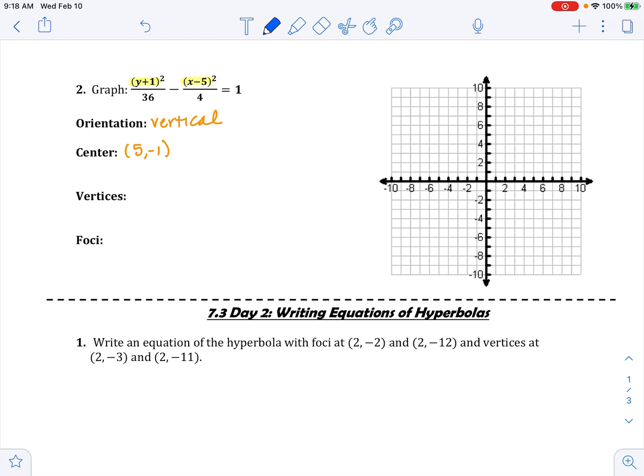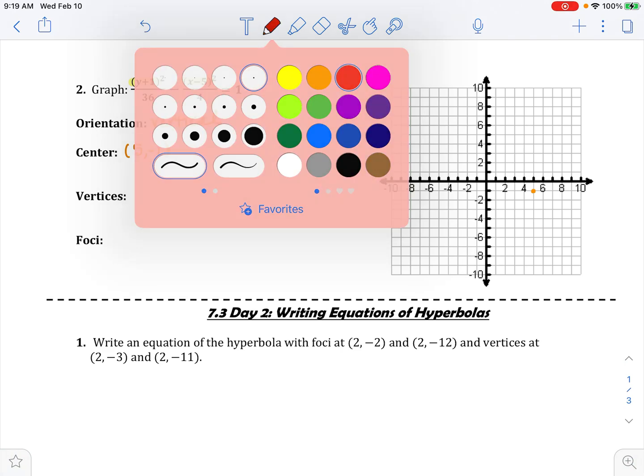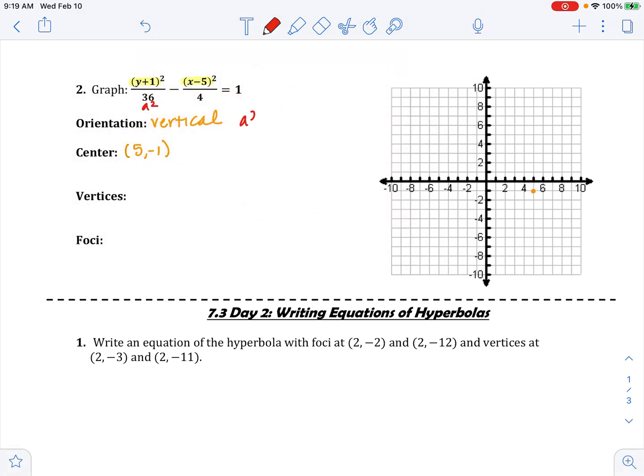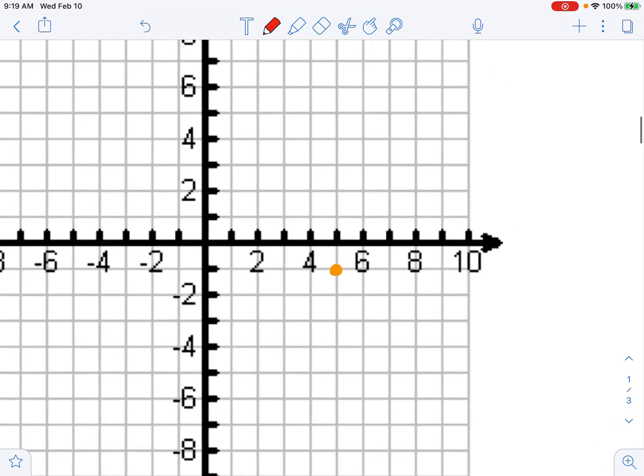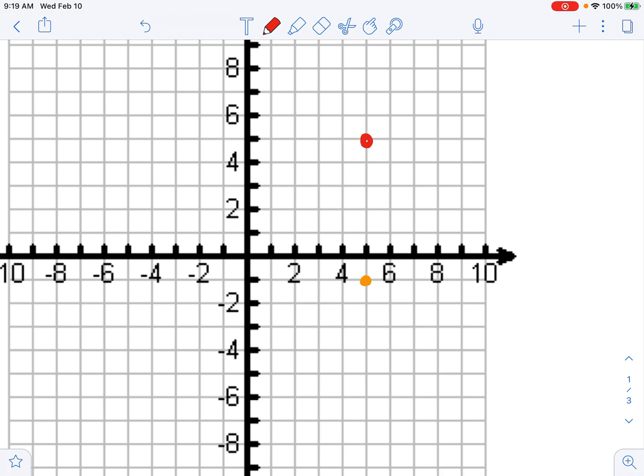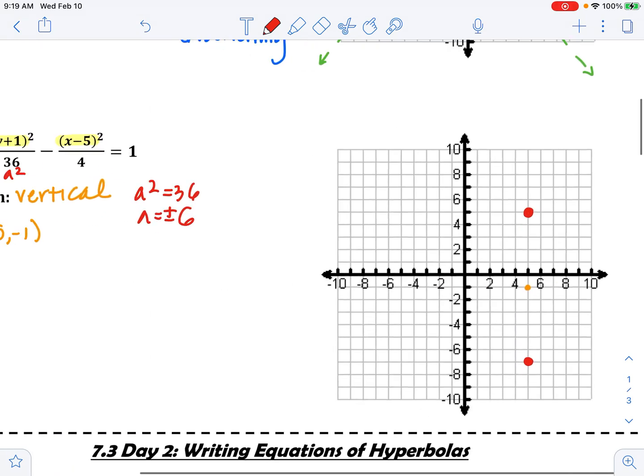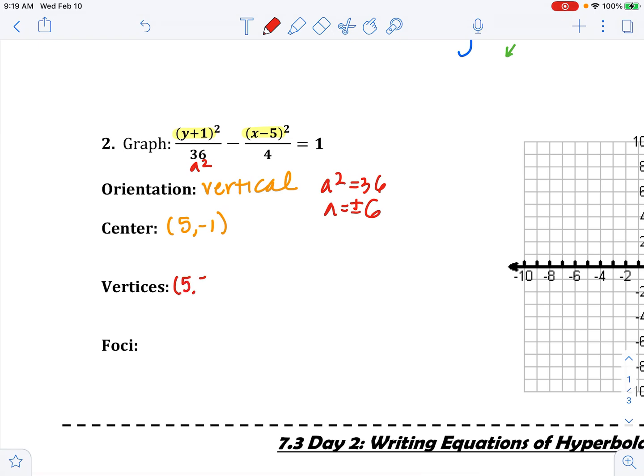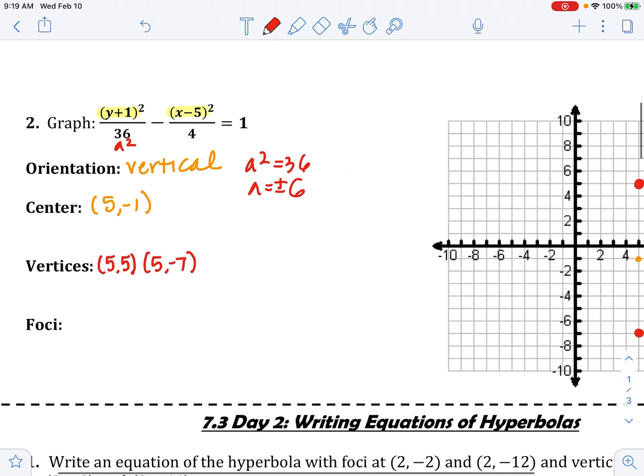Okay, let's move on to this one. It's vertical because it's y then x. h, k is 5, -1. So I'm going to graph that. All right, now I need my vertices. My vertices are a units from my center, where this is a squared no matter what. So a squared is 36. a is plus or minus 6. I'm going vertically, so my vertices are going to be up 6 and down 6. So there's my vertices. That's at 5, 5, and 5, negative 7.